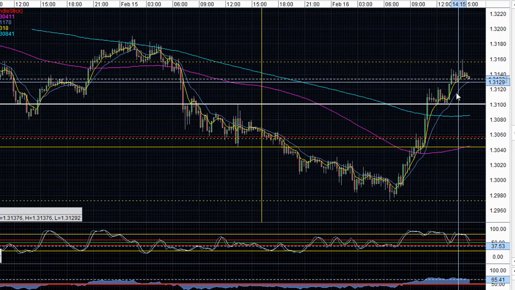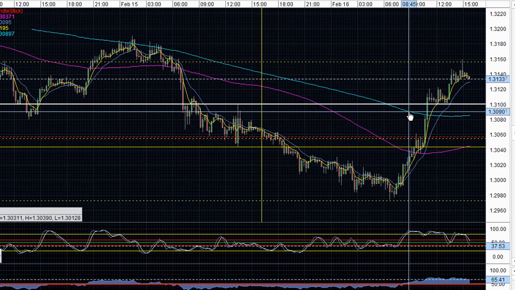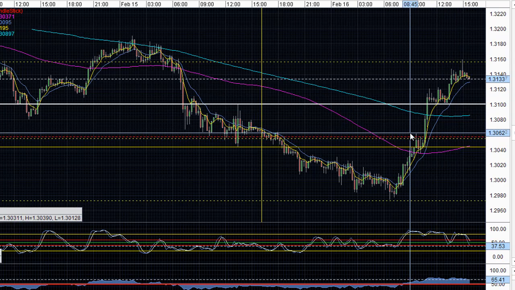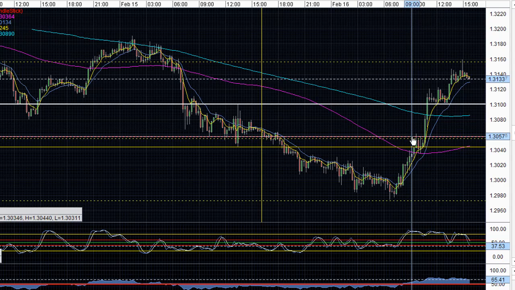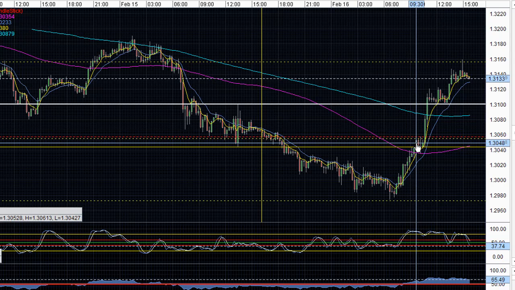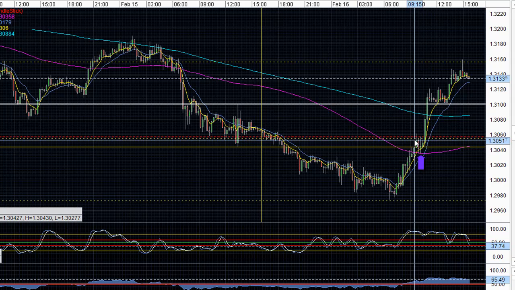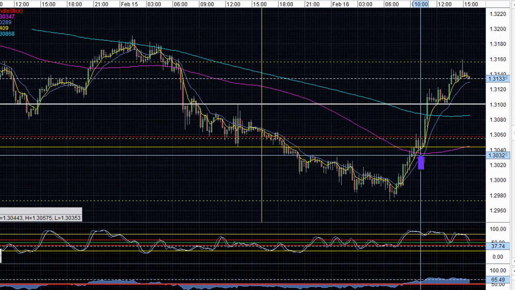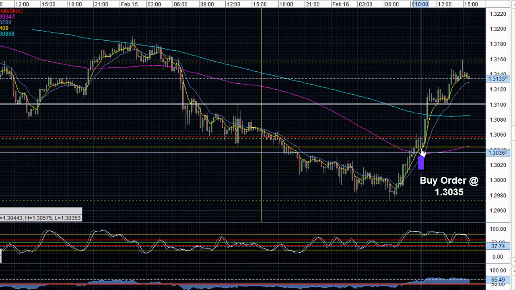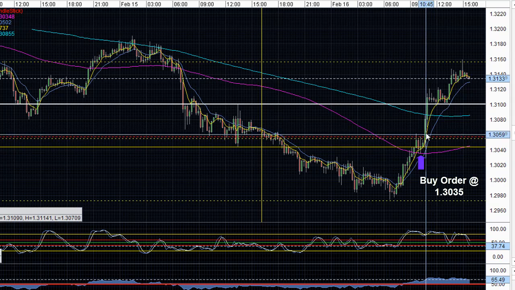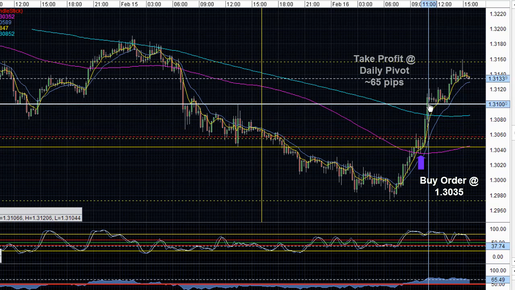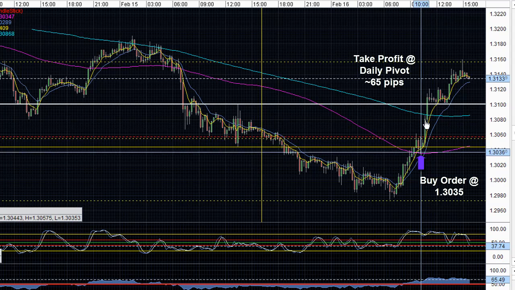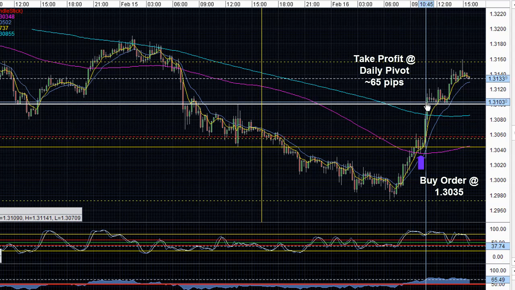So if you were looking for an opportunity to enter on this rally and go long or buy the pair, you could have waited until the pullback to this 100 SMA line as support and placed your buy order here at 30.35 upon bullish confirmation, and taken your profit when price reached the daily pivot point at $1.31 for about a 65 pip trade. So that was one trade you could have entered during this risk on rally.